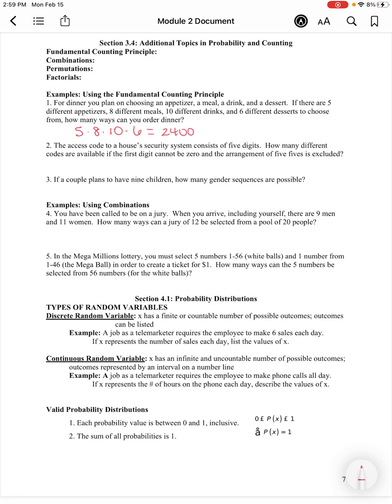The access code to a security house system consists of 5 digits. How many different codes are available if the first digit cannot be 0 and the arrangement of 5 fives is excluded? So if the first one can't be 0, that means there's 9 digits for the first number, then 10, then 10, then 10, then 10. So that gives us 90,000 combinations. But 5 fives is excluded, so I'm going to subtract 1.